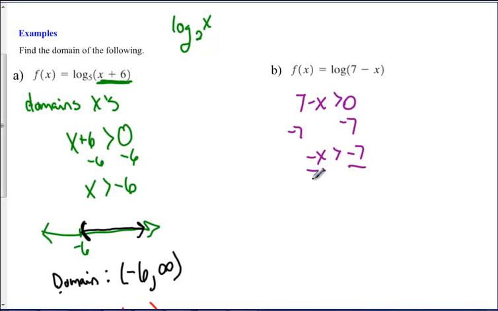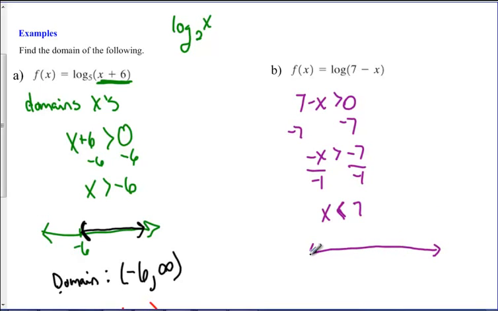Yeah, so we're dividing everything by a negative or multiplying everything by a negative. Same idea. And the big trick, exactly, flip that sign over. If you multiply or divide both sides of an inequality by a negative, make sure you flip your sign. So we have x is less than 7. I flipped it, I just didn't in my head.